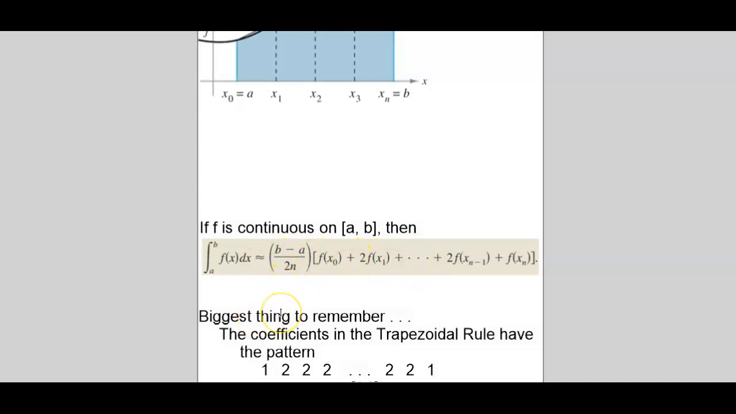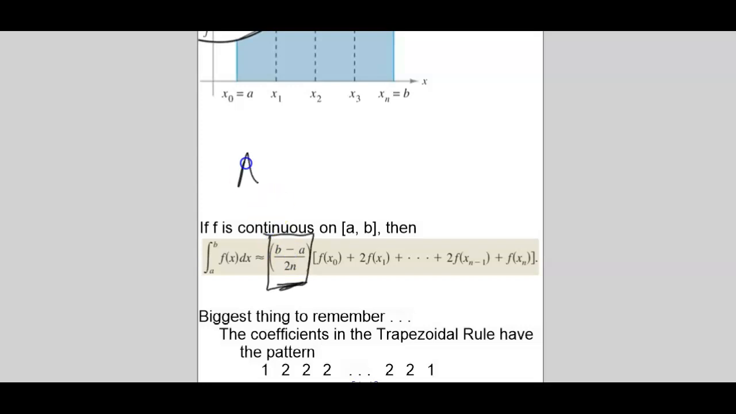The main thing I want you to take note of is this right here, b minus a over 2n. When we write this out, let me talk about this pattern too. The biggest thing to remember is the coefficients of the trapezoidal rule have a 1, 2, 2, 2, 2, 2 pattern, ending with 1. I'm going to show what all this means on your first example, but make sure you are familiar with this.